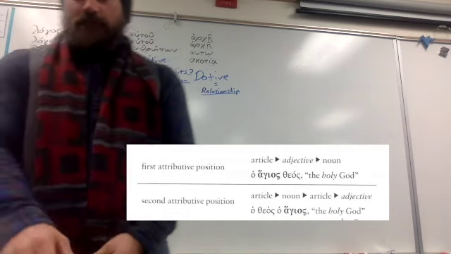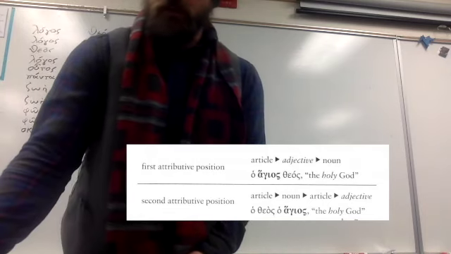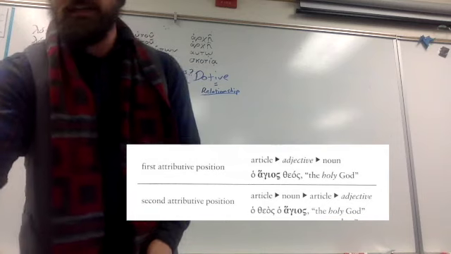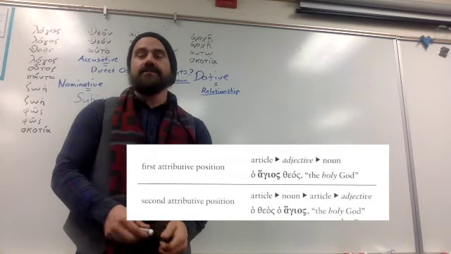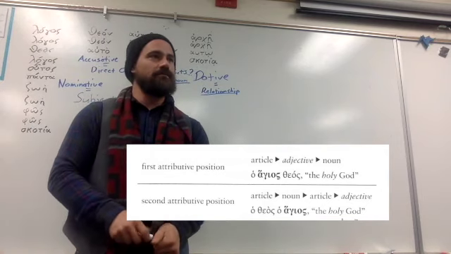So if you look at the top, the little definitions there. So attributive adjectives are typically a direct description of a noun.